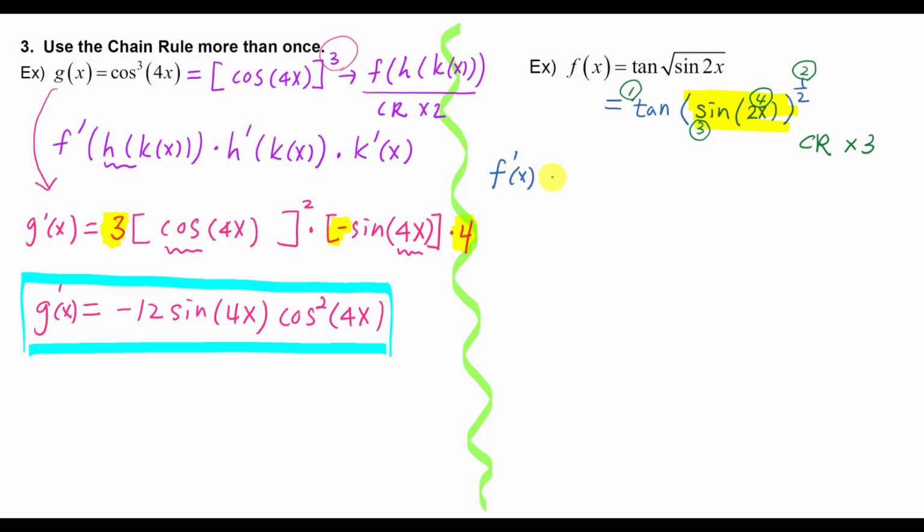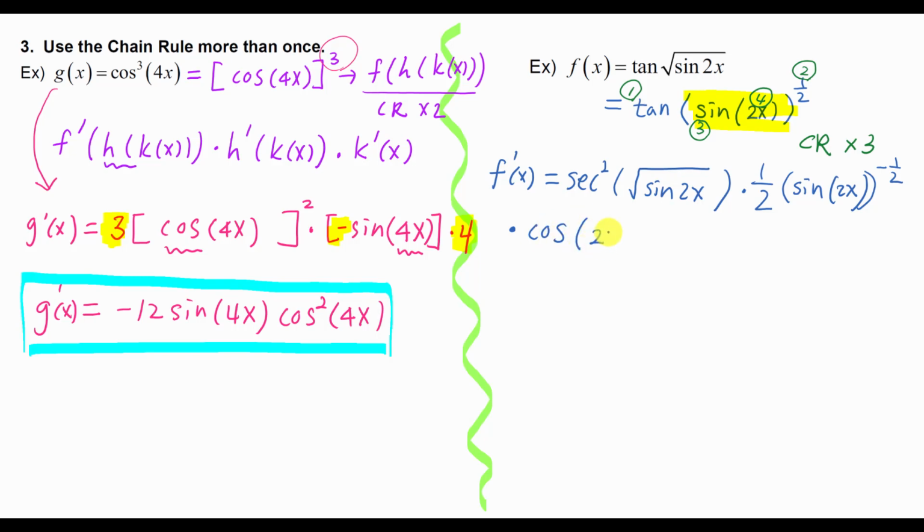My f prime of x then is equal to the derivative of tangent, which is secant squared, and then I'm just going to write exactly the same thing that I have because I'm not supposed to do anything to the input. Now I want to take the derivative of the power function, which is something to the 1/2 power. If I take the derivative of that, it is 1/2 times something to the negative 1/2 power, and my something is what I shaded with the highlight. So that's sine of 2x. And then I have to multiply that by the derivative of the sine function, and the derivative of sine is cosine. So it's going to be cosine of that. And now I need to take the derivative of 2x, which is 2.